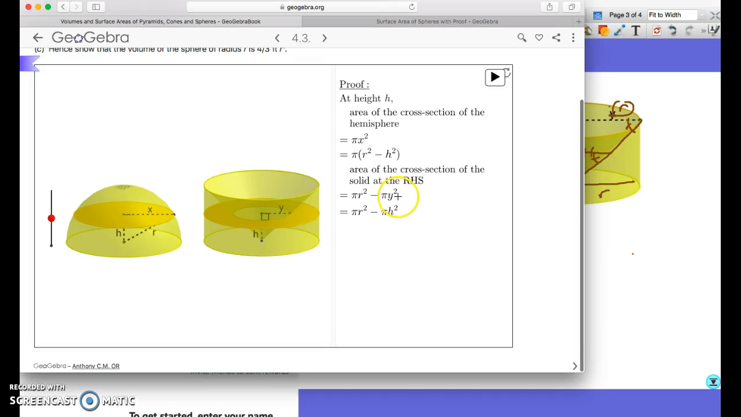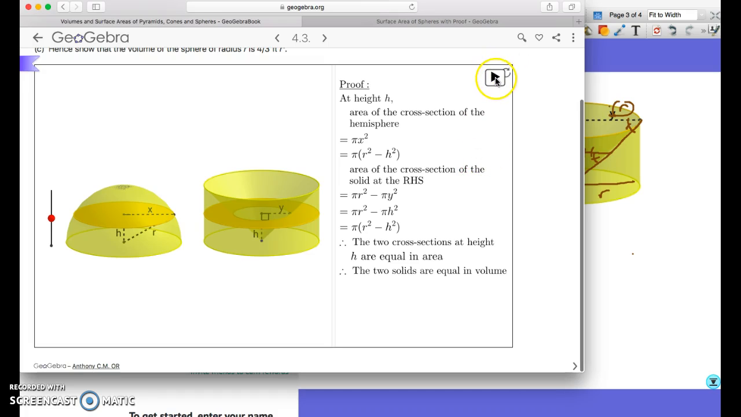That allows us to make the substitution of h instead of y. This becomes key, of course, because now when I factor out pi, I have the expression pi times r squared minus h squared, which of course equals the cross-sectional area of the hemisphere. And now that I've established those two things are true, the two cross-sections at height h are equal in area, and that means the two solids are equal in volume.